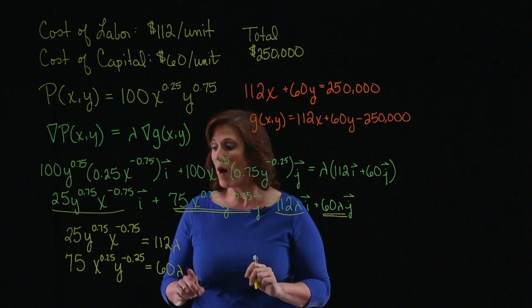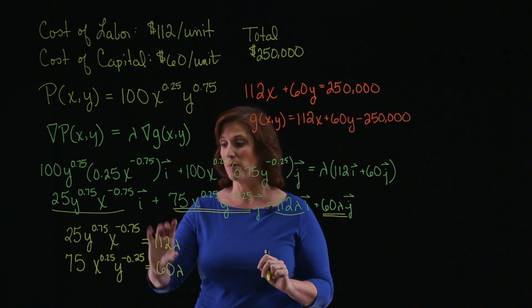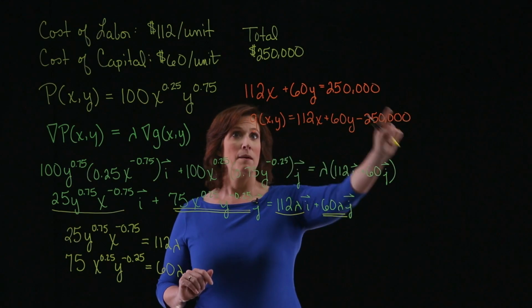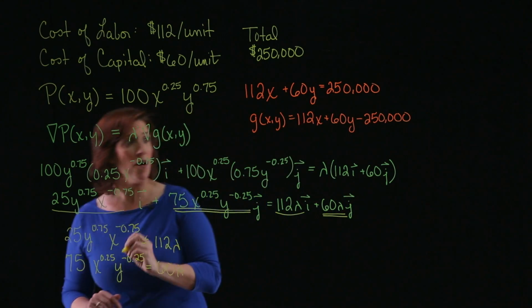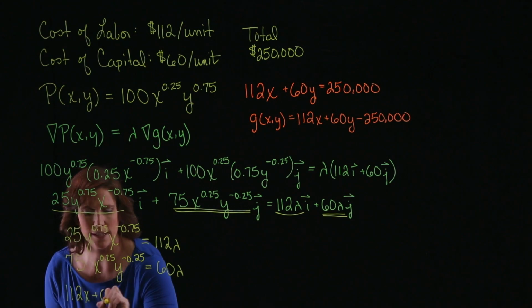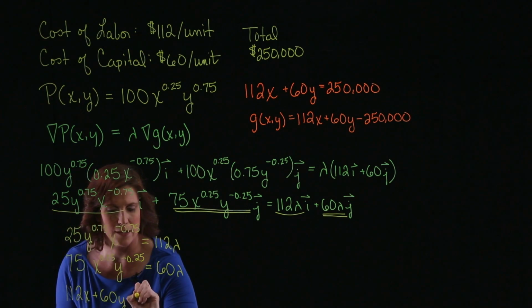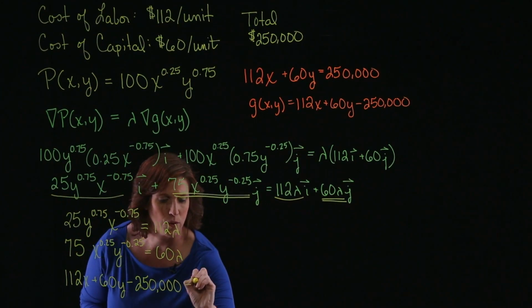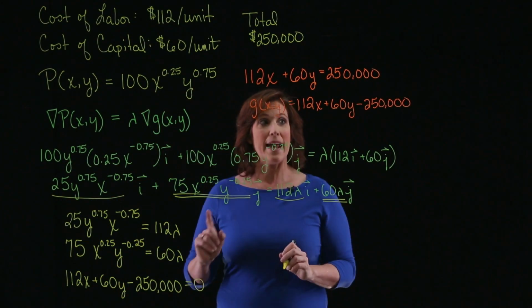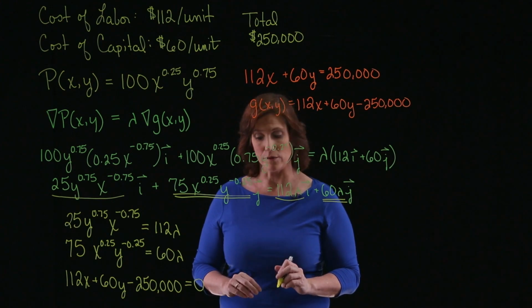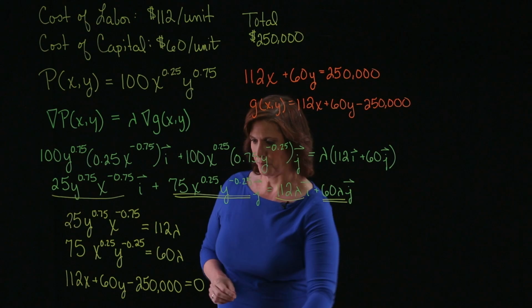All right. I have one more equation that I need when I use my Lagrange multiplier technique, and that is my constraint equation. So I also know that 112x plus 60y minus 250,000 is going to equal 0. And I now have a system of 3 equations with 3 unknowns. So I need to solve this system.